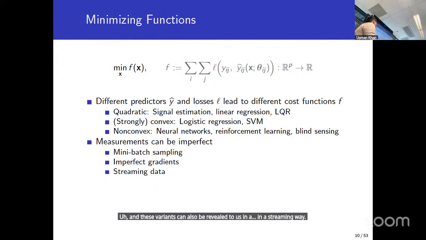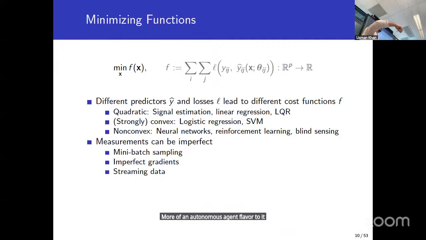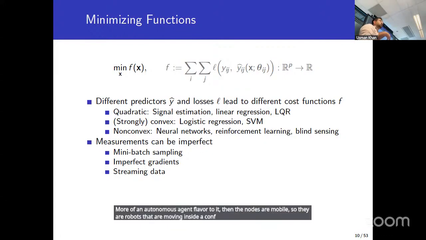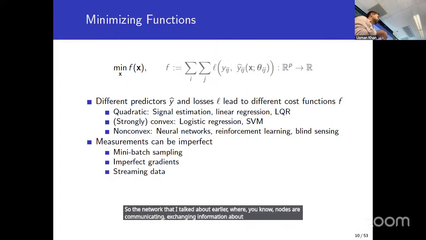And if I want to add more of an autonomous agent flavor to it, then the nodes are mobile. So they are robots that are moving inside a confined space. So the network that I talked about earlier, where nodes are communicating, exchanging information about their learned parameter with other nodes, that network is stochastic now, because we cannot guarantee at which time which node can see which other nodes, etc.